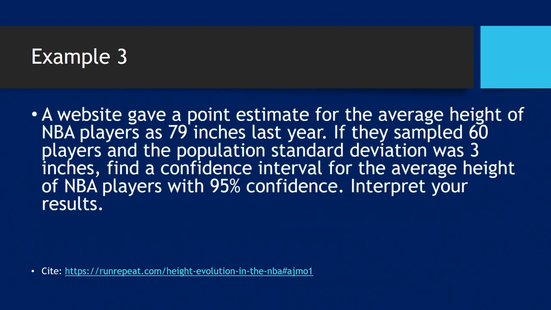It says a website gave a point estimate for the average height of NBA players as 79 inches last year. If they sampled 60 players and the population standard deviation was 3, find the confidence interval for the average height of NBA players with 95% confidence, and then interpret our results. So what we're trying to do is find a confidence interval.